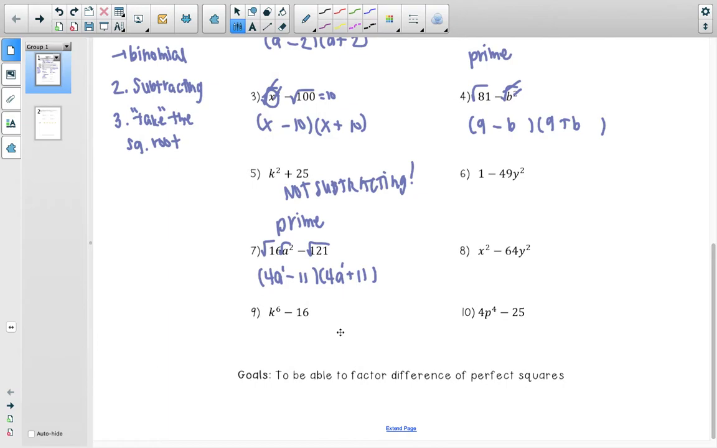Okay, moving down to number 9. It's a little bit different. We're still asking the same questions. 2 terms, yes. Subtracting, yes. Can you square root? Don't know. Okay, so let's talk about this k to the 6th power. Now, k to the 6th power is the same thing as k squared times k squared times k squared.